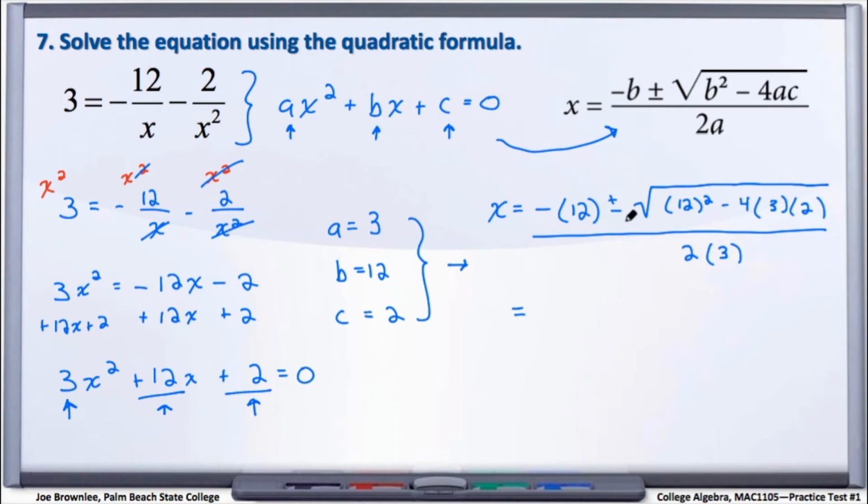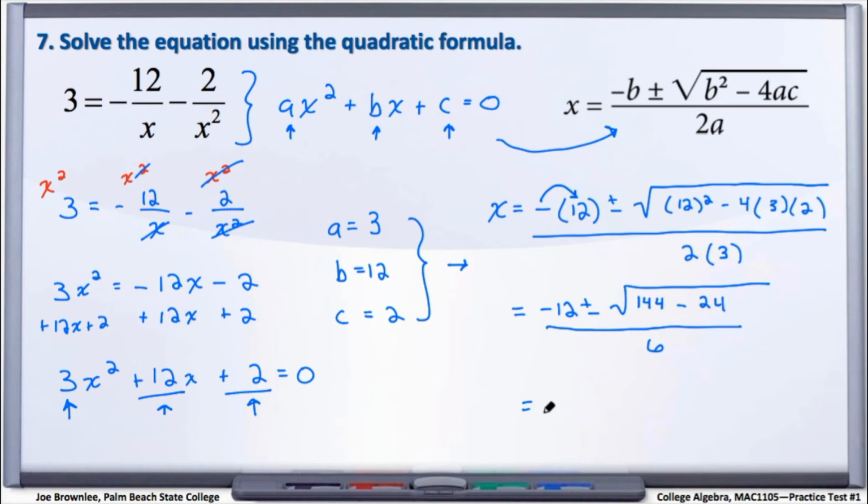All right, let's go through and clean this up a little bit. So we have this negative. If we distribute, we'll end up with a negative 12 plus and minus the square root of, well, let's see, 12 squared is positive 144. And here we have negative 4 times 3 is negative 12, and negative 12 times 2 is minus 24, all over 2 times 3 gives us 6.